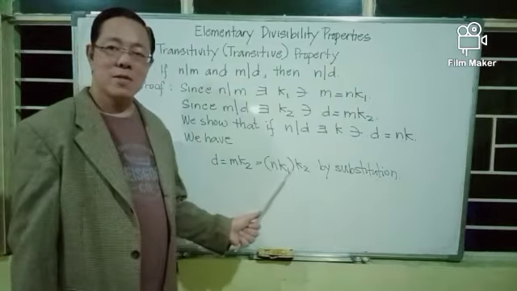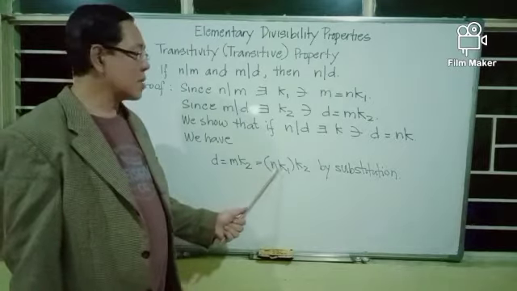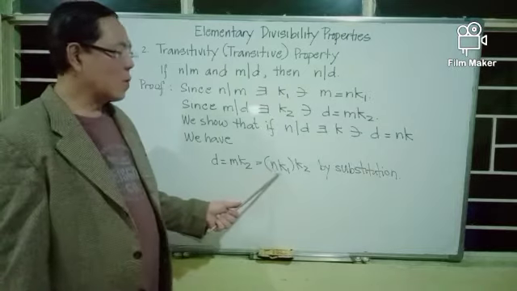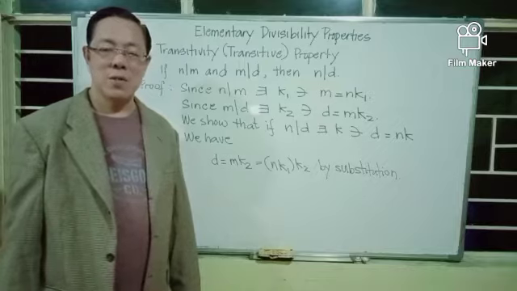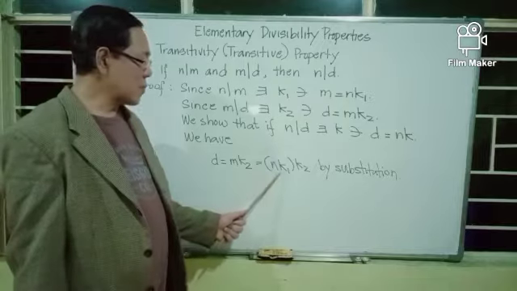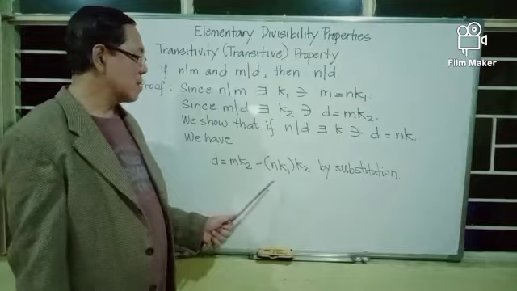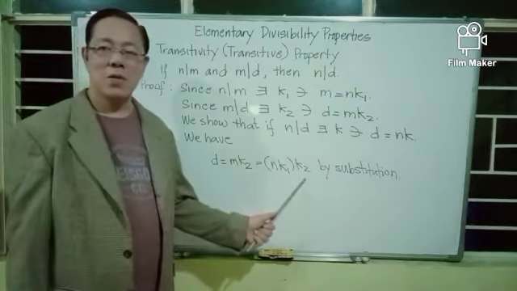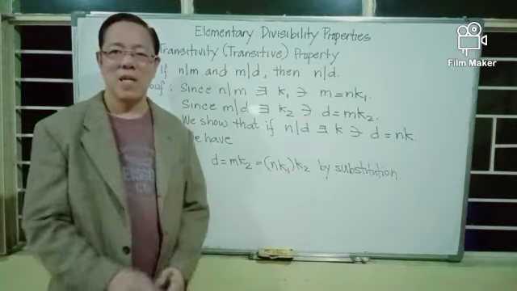These are small letters, so they represent integers. n is an integer, k1 is an integer, k2 is an integer. And one of the properties of multiplication of integers is the associative property. So we can take k1 and k2 as one group, and we write d equals n times quantity k1 times k2 by associative property for multiplication.